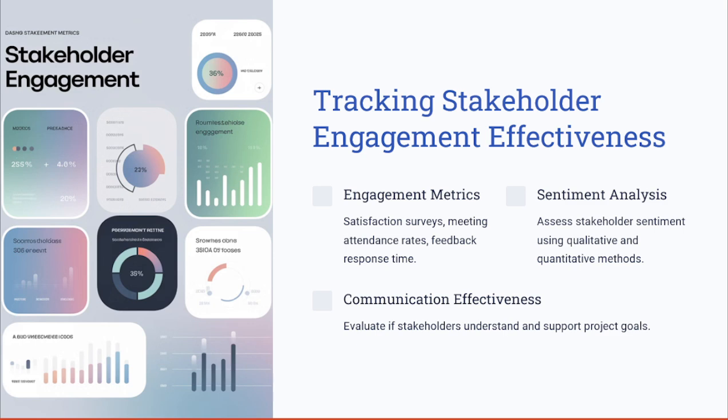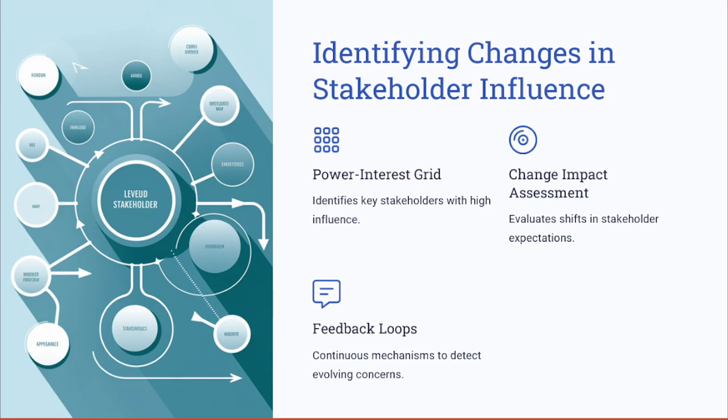The third tool here, which is also considered an important tool that can be used to track the stakeholder engagement effectiveness, is the effectiveness of communication, by evaluating if the stakeholder understands and supports the project goals. Then, identifying changes in stakeholder influence or expectation.